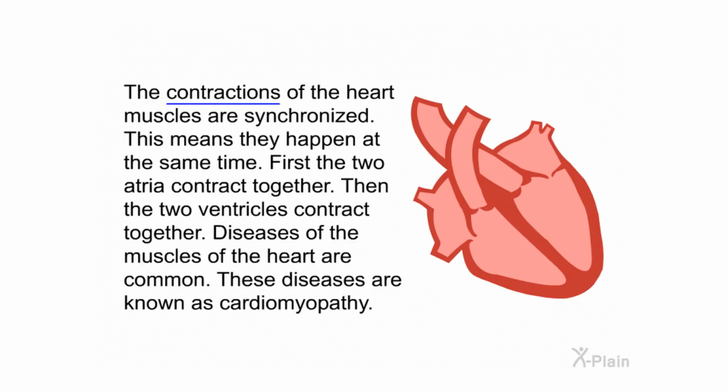The contractions of the heart muscles are synchronized. This means they happen at the same time. First, the two atria contract together. Then, the two ventricles contract together. Diseases of the muscles of the heart are common. These diseases are known as cardiomyopathy.